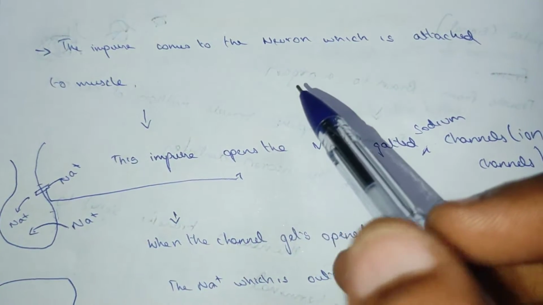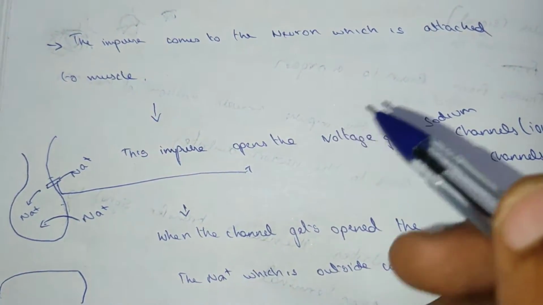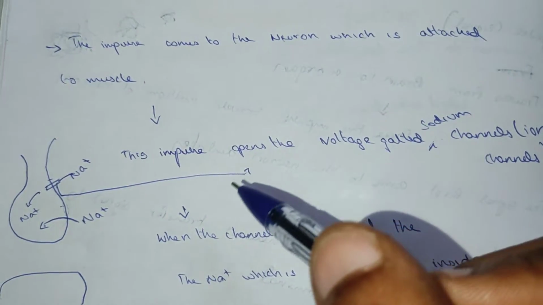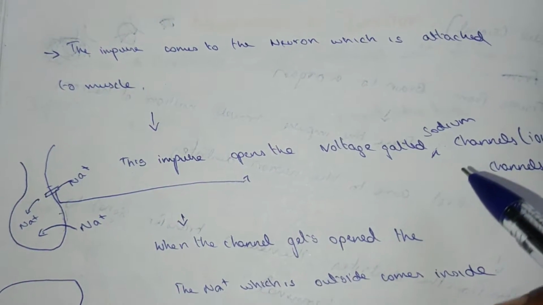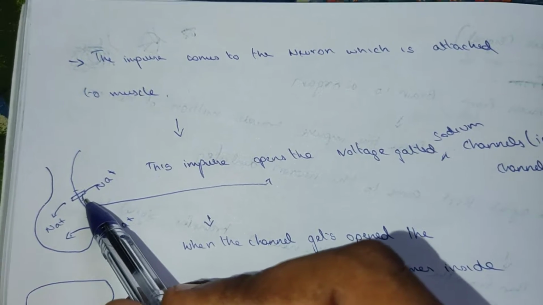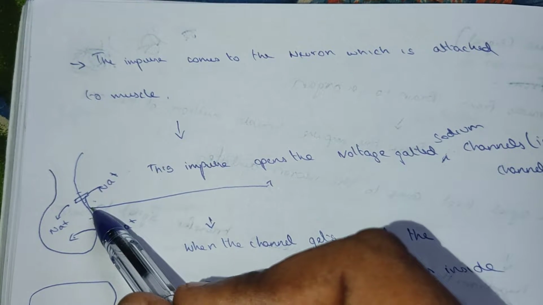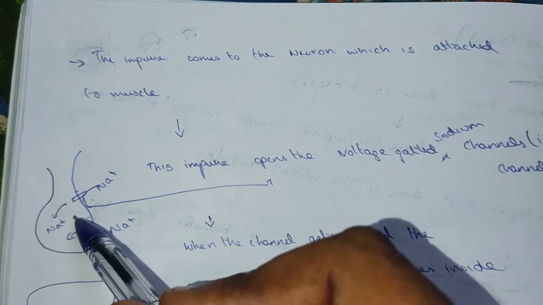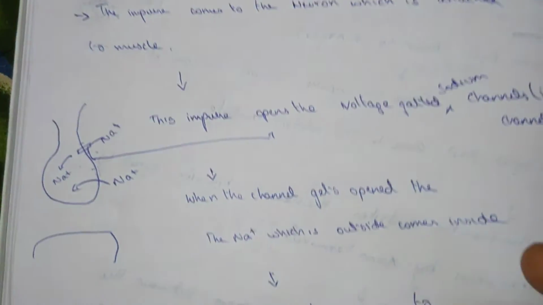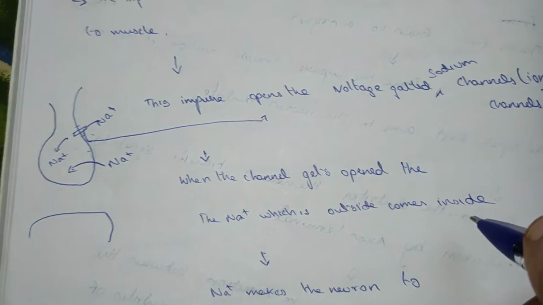When the impulse comes from the neuron which is attached to the muscle fiber, the impulse opens the voltage gated sodium channel. This is the axon terminal, and there is a voltage gated sodium channel. When the impulse reaches this axon terminal, this channel gets open so that the extracellular sodium enters into the axon terminal.